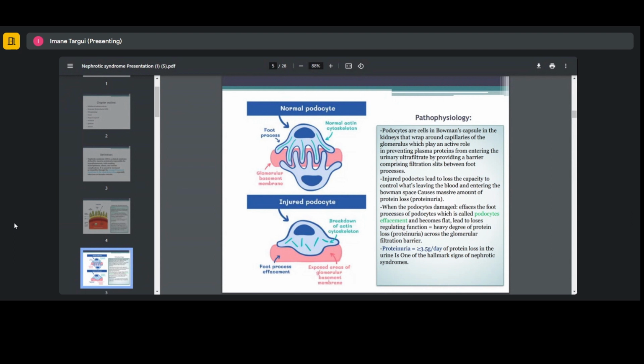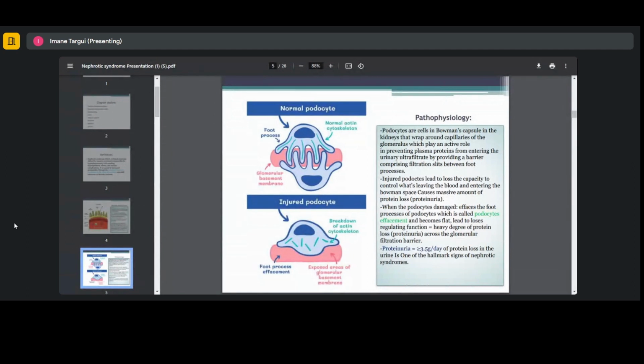And we have pathophysiology. Podocytes are cells in the Bowman capsule in the kidneys that wrap around capillaries of the glomerulus, as we see in the picture, which play an active role in preventing plasma proteins from entering the urinary ultrafiltrate by providing a barrier comprising filtration slits between foot processes. Injured podocytes lose the capacity to control what leaves the blood and enters the Bowman space, causing massive protein loss, or in medical terms, proteinuria.